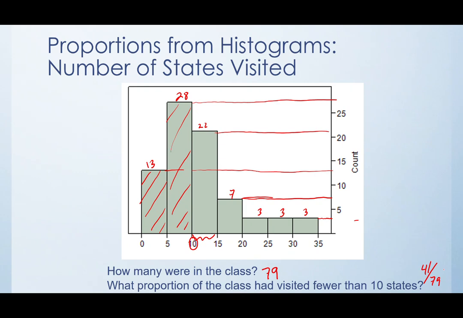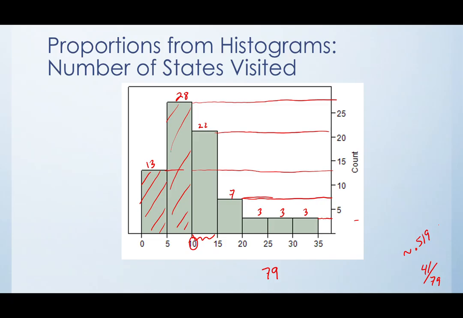And if we want, we can say 41 divided by the total, that's about 0.519, or 51.9%. WebWork is usually going to take that as a decimal, and I'll encourage you to put your fractions in instead. All right, one other example.